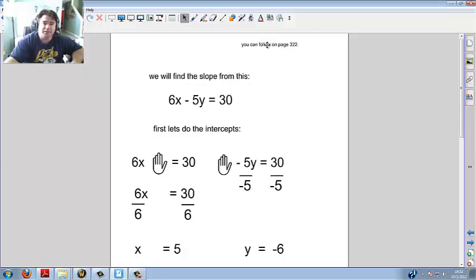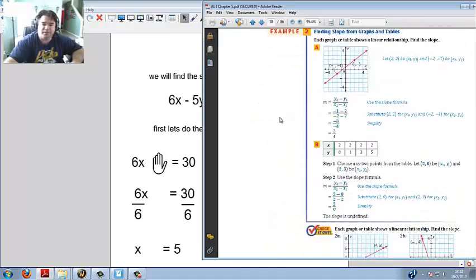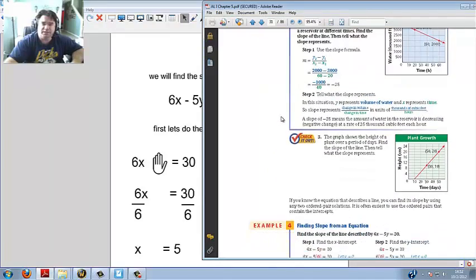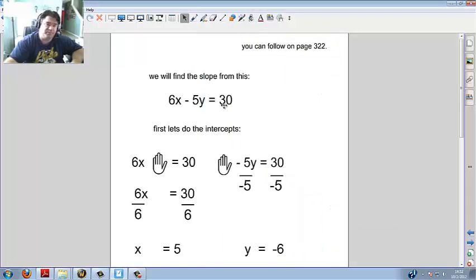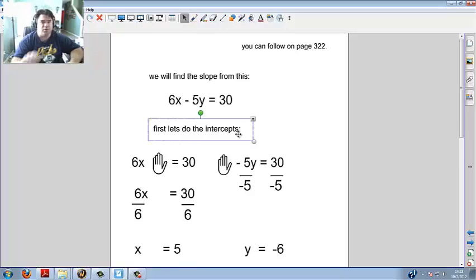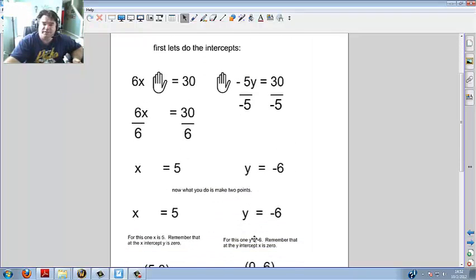Now we'll find what the slope is from this. You can follow along, by the way, on page 322. 6x minus 5y equals 30, so you can follow along in your book if you wish. I can find the intercepts just by covering up the other term. I'll cover this up to find 6x equals 30. Divide both sides by 6, x equals 5. Now remember, I'm finding the intercept, I'm not finding the slope. I'm just finding where it cuts the y and x intercept. And if I cover this one up, negative 5y equals 30. Divide both sides by negative 5, and you get y equals negative 6.